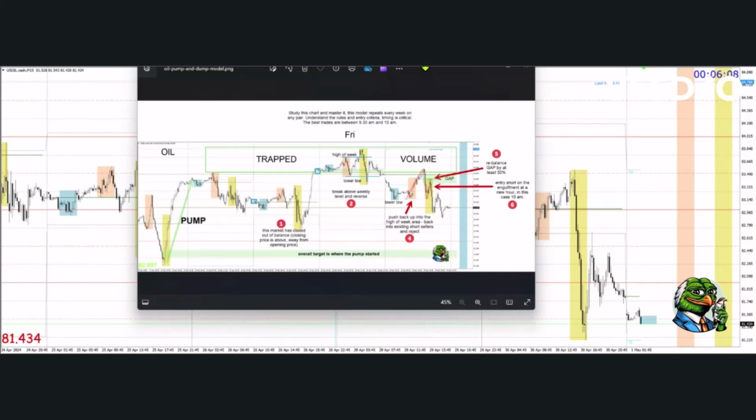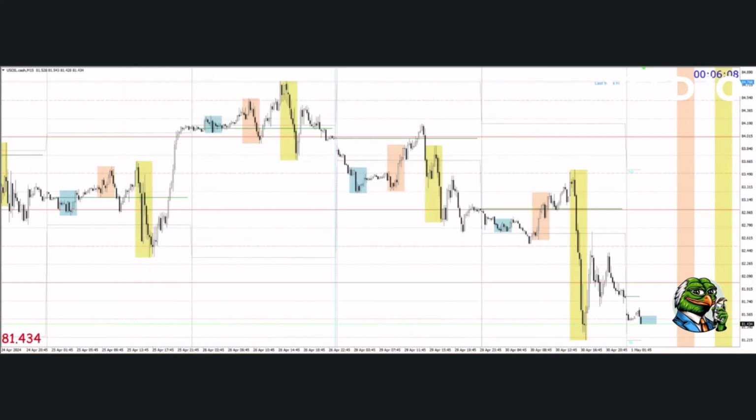In this video, I'm going to walk you through that setup and how we could have traded it, so that in the future you can identify this type of pattern, because it is repeating, and not just on oil. These setups, these patterns, these templates repeat on all instruments almost on a weekly basis.